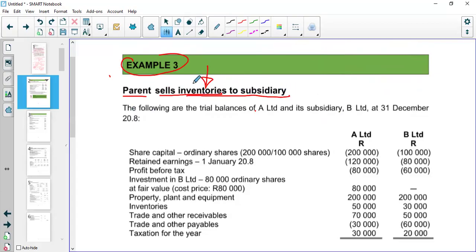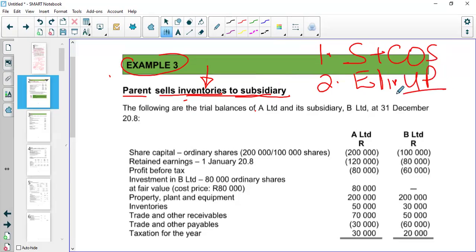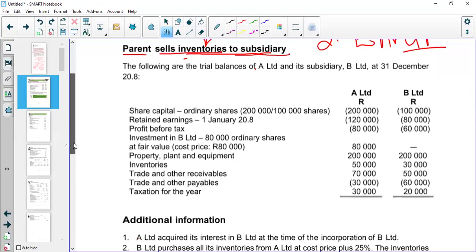We will demonstrate the difference between a sale of inventory and a sale of other assets. Remember, whenever there is an intragroup sale of inventory, we're going to do elimination of sales and cost of sales. A very simple thing. We're also going to eliminate unrealized profit in inventory. Unrealized profit in inventory.